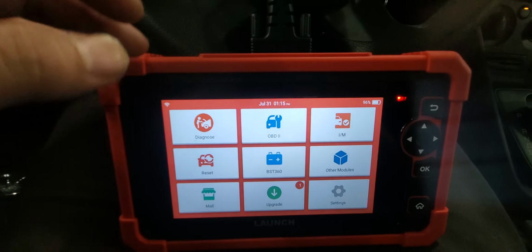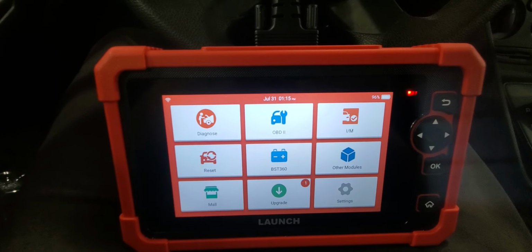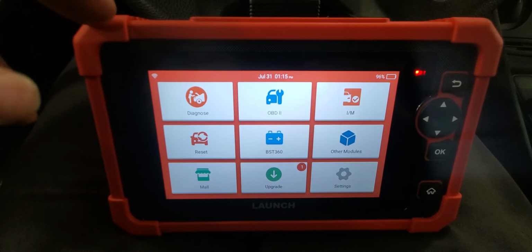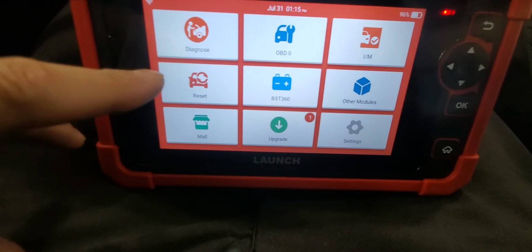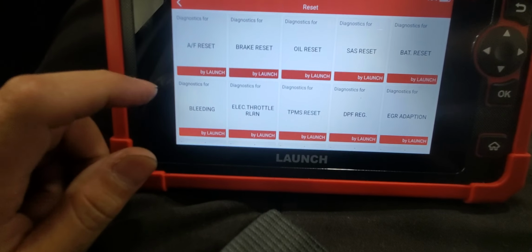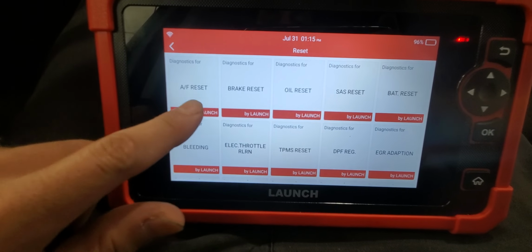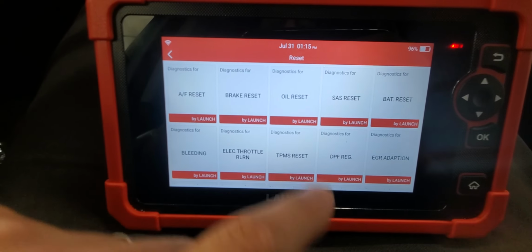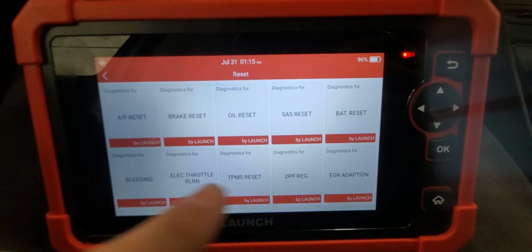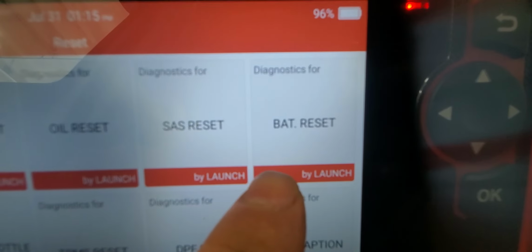Okay, and you might be able to reset the battery manually by jumping the two cables. I don't know if that'll work for this particular vehicle or other vehicles, but in this case, like I was saying, this scanner has a reset feature, and it has about 31 resets. It has the air filter reset, brake reset, oil reset, steering angle sensor reset, and battery reset, and a whole bunch of others. But the one that you want to do is battery reset. Okay?